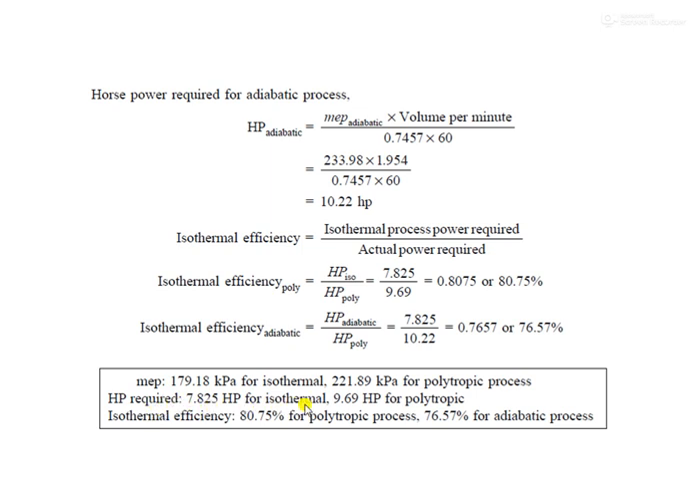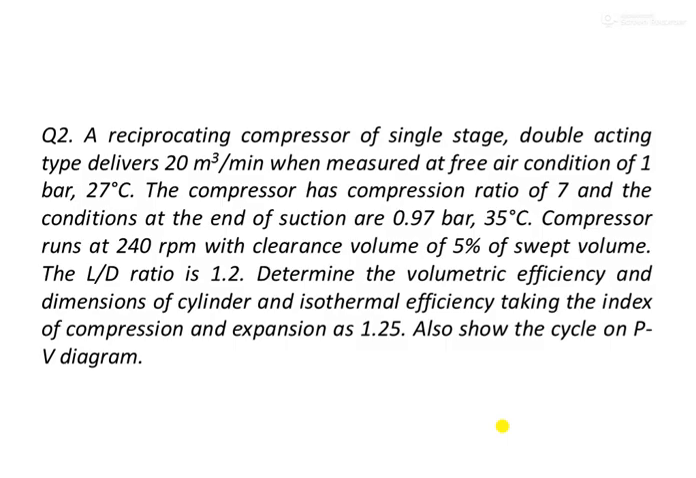So this is the solution for the first numerical: the mean effective pressure for isothermal and polytropic processes, the horsepower required for isothermal and polytropic processes, and the isothermal efficiency for polytropic and adiabatic processes. So here we complete the first numerical.